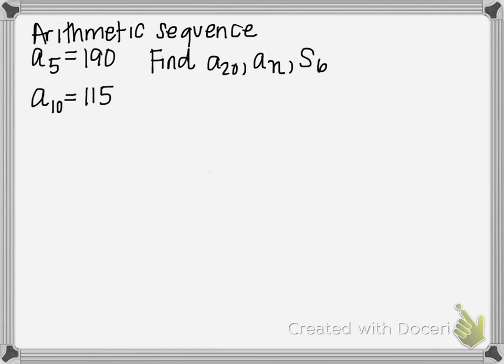Here we're given an arithmetic sequence, and the fifth term is 190, and the value of the 10th term is 115. And we're being asked to find the 20th term, the nth term, which means we're going to be finding a formula, and we want to know the sum of the first six terms. So again, I'm not going to talk about this notation at all, assuming that you have that as a background already.